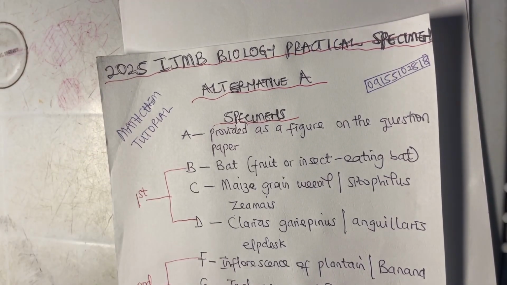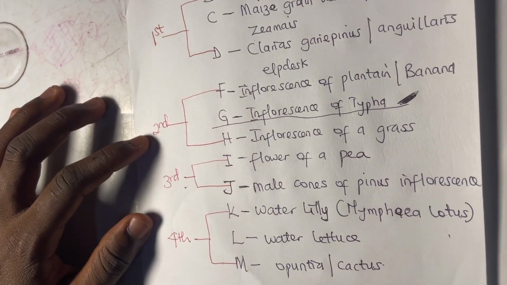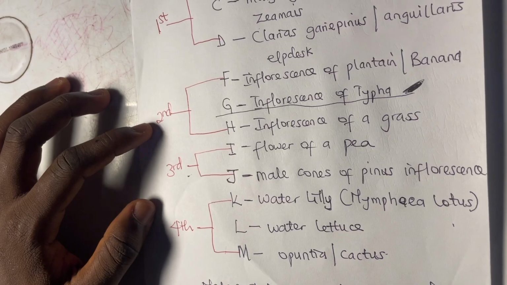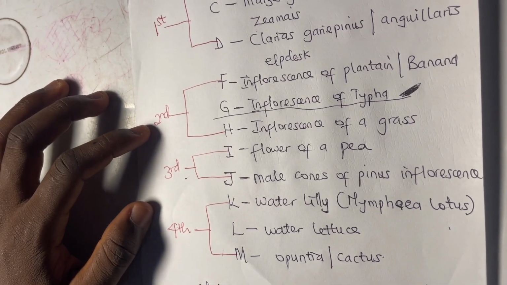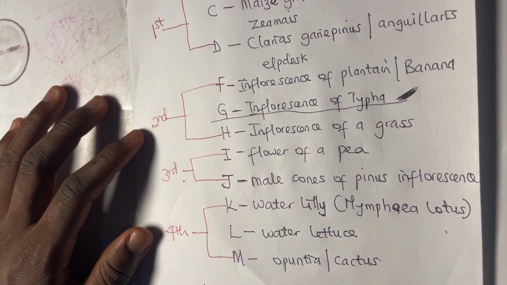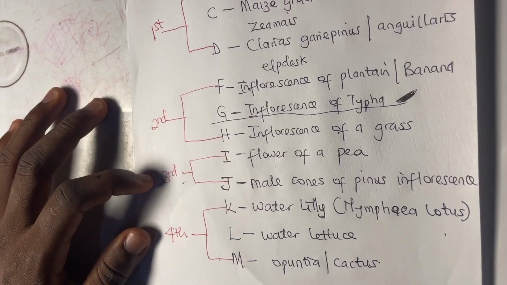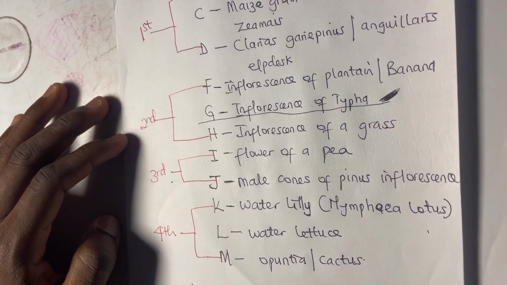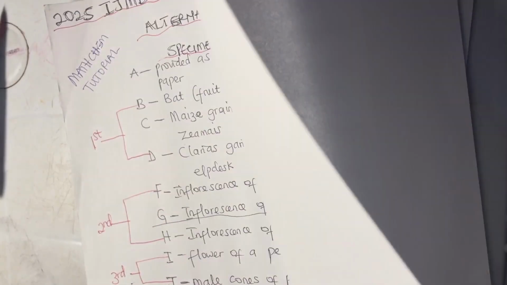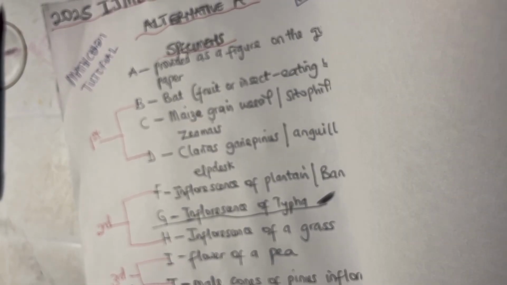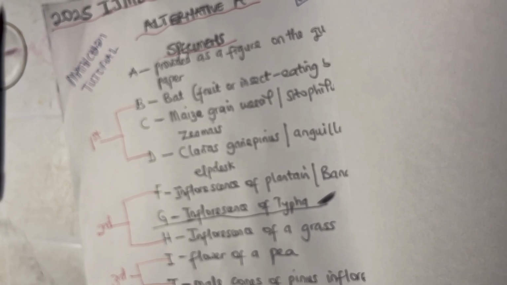Now let's move to the third category. As you can see, specimen I is the flower of a pea, and J is the male cone of a Pinus inflorescence. That is what my third category entails. Now let's look at the possible questions they may ask from this third category. Study specimens I and J very well: the flower of a pea, and the male cone of Pinus inflorescence.